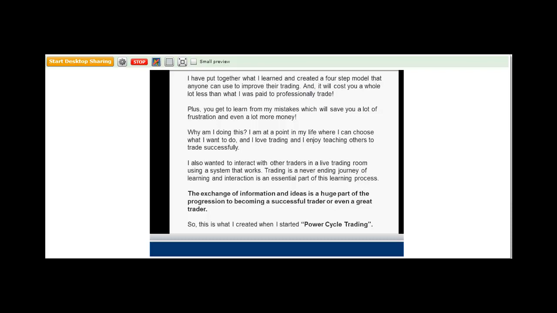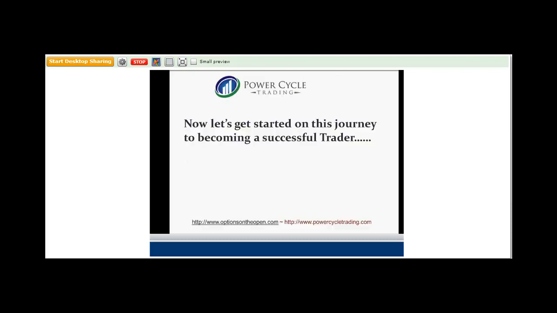When I was running a large trading group, we'd have a trading desk with 10, 15 traders, and we'd have trading groups in other countries and things like that, and we'd have information flow. It's a great way to trade and to learn things and to know what was going on. So I'm trying to implement that with our virtual trading room at Paracycle Trading. So let's get started on this journey to becoming a successful trader.